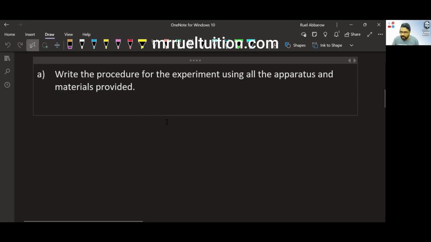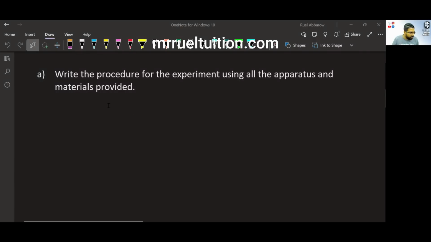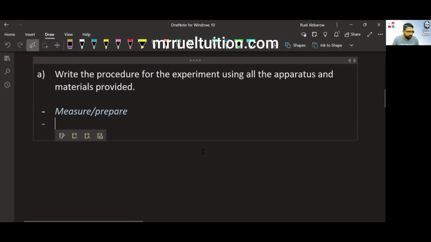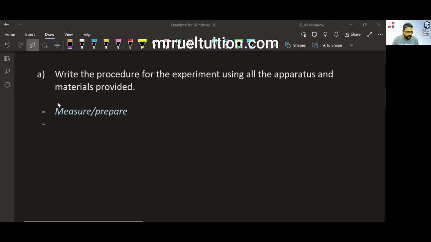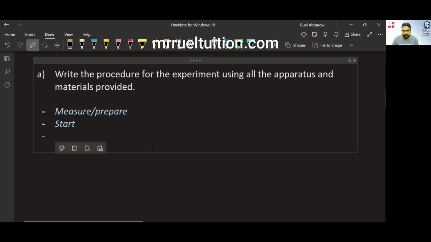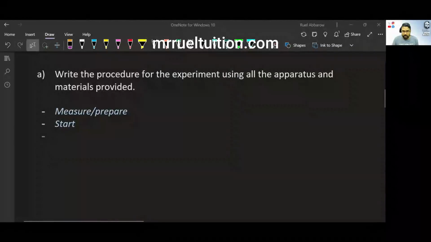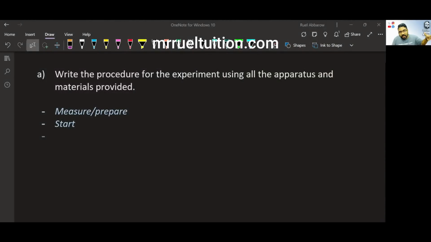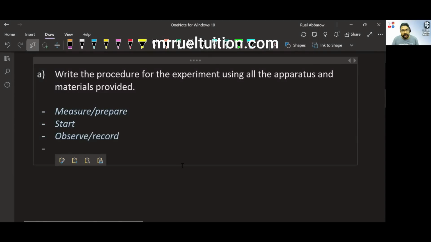Now, how to write a full procedure is very simple, class. This is the same technique you can use for all of your Paper 3, physics, chemistry, bio. Use the frame. The frame has 4 components. The first thing that we do is to measure and prepare everything. After you've measured and prepared everything, then you start the experiment. Once you've begun the experiment, you start collecting data. This is where we observe and record data.